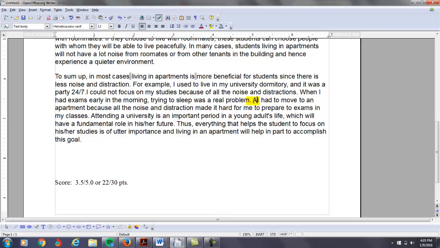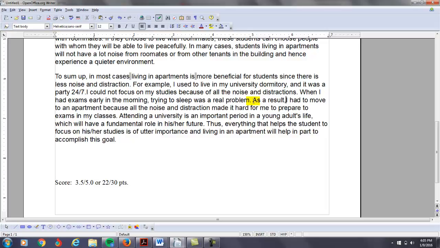Yeah, I'm going to add in a cause-effect connector here to show this as a result. So as a result, I had to move to an apartment because all the noise and distraction made it hard for me to prepare for exams in my classes. Attending university is an important period in a young adult's life, which will have a fundamental role in his or her future. Thus, everything that helps the student to focus on his or her studies is of utter importance, and living in an apartment will help in part to accomplish this goal.